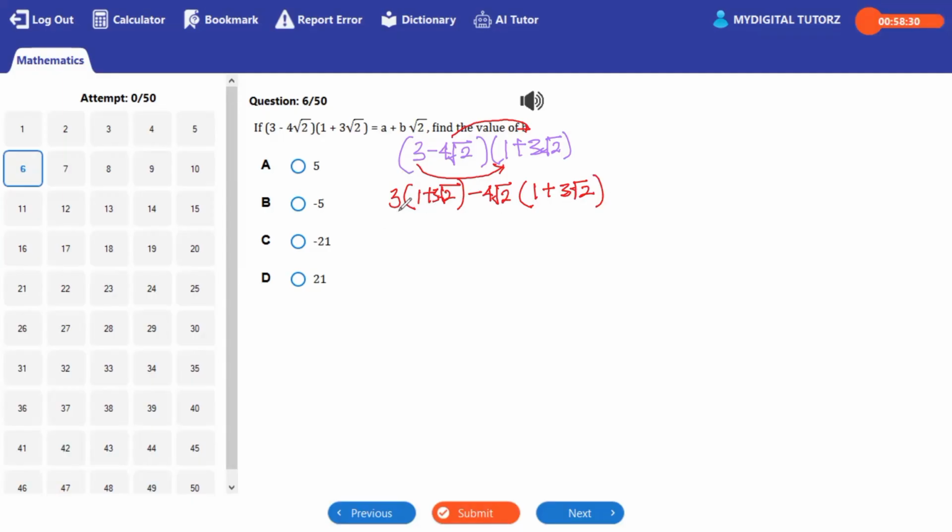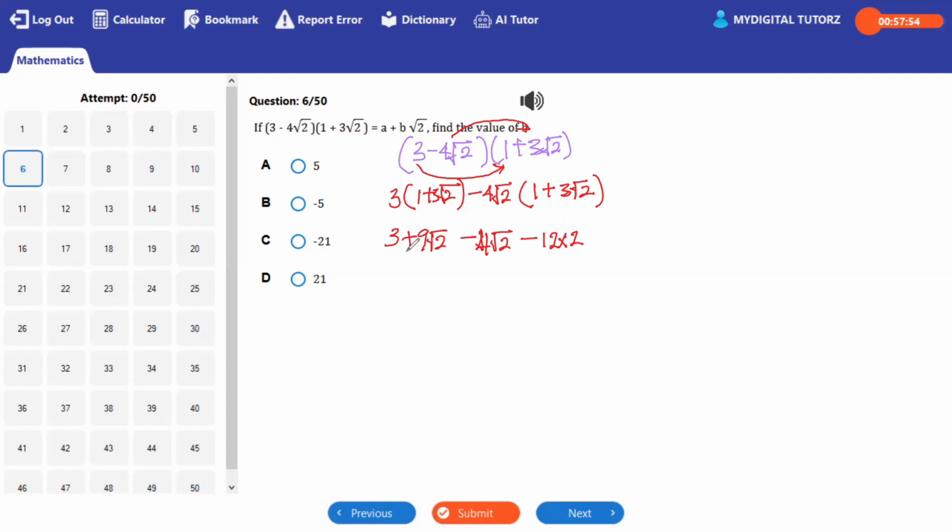So opening the bracket, 3 multiplied by 1 gives us 3, plus 3 multiplied by 3 root 2 gives us 9 root 2, minus 4 root 2. This is minus 4 root 2 times 1 gives us minus 4 root 2, right? Then minus times plus gives us minus; 4 multiplied by 3 gives us 12. Then root 2 times root 2 gives us 2. So multiply by 2, right?